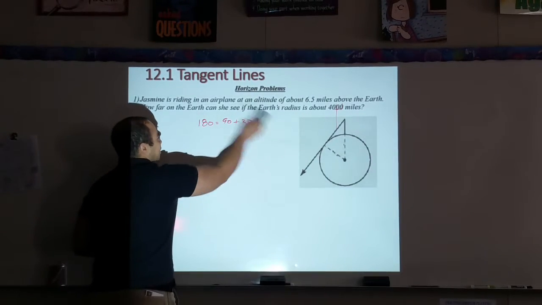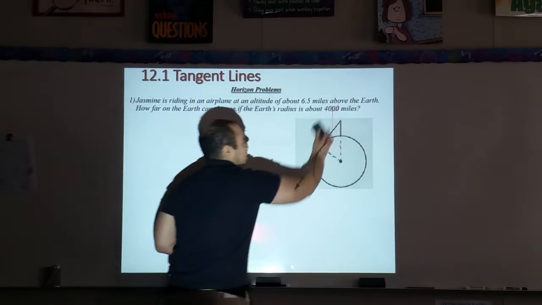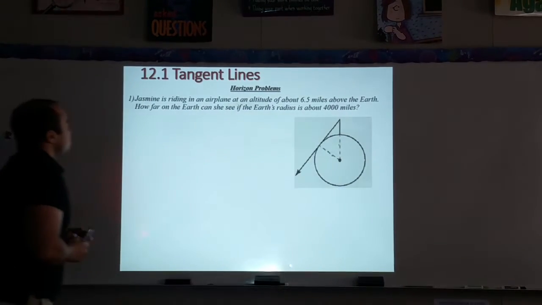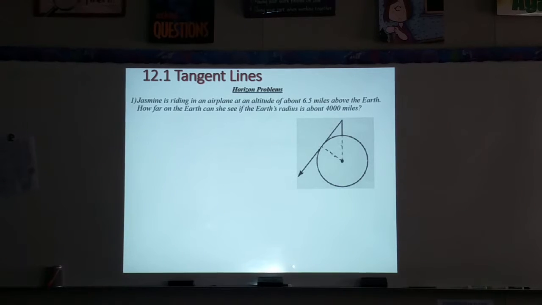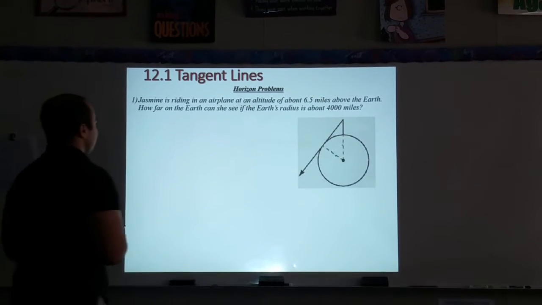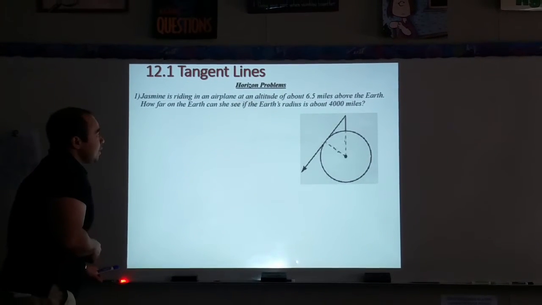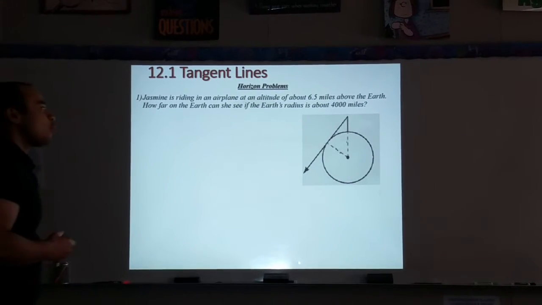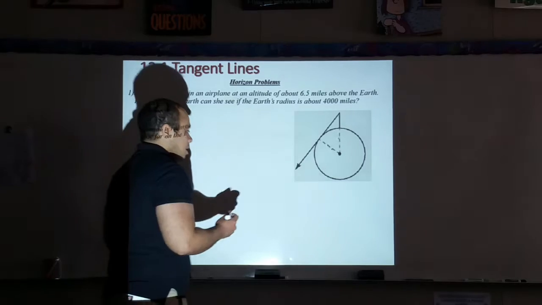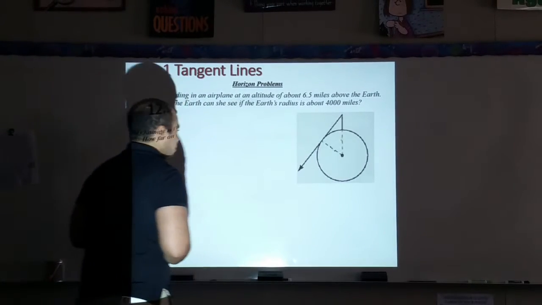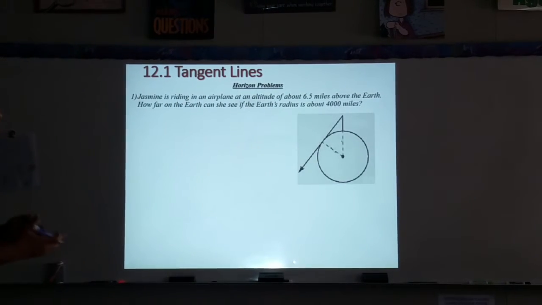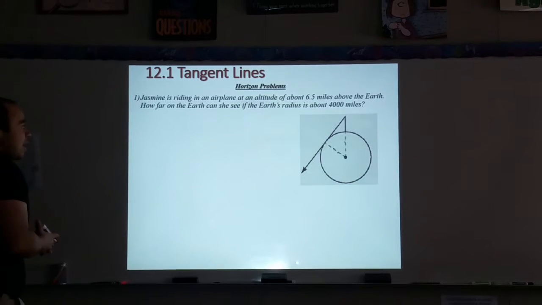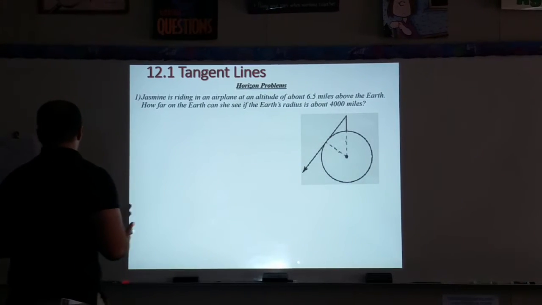All right, this time we have a horizon problem. Jasmine is riding an airplane at an altitude of about 6.5 miles above the Earth. How far from the Earth can she see if the Earth's radius is about 4,000 miles? All right, and so what this picture is indicating to us is it's trying to relate circles to horizons and flying above the Earth, essentially.